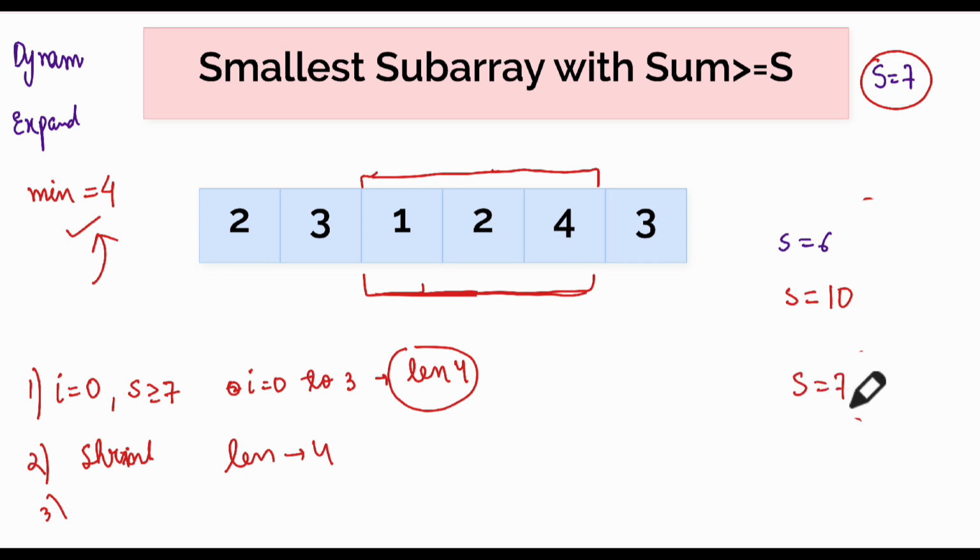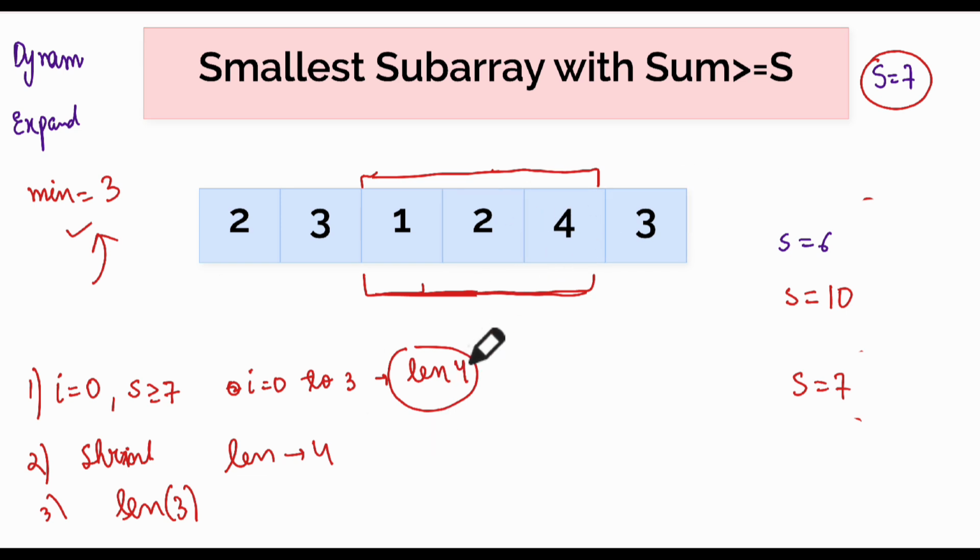The sum is 7. So what is my length? So this particular array is acceptable. Now what is the length of this particular array? It is 3. Now I see that this length is less than 4. So I will update my minimum length from 4 to 3. So far till this particular point, I have seen that the minimum subarray with sum greater than or equal to 7 has length of 3.